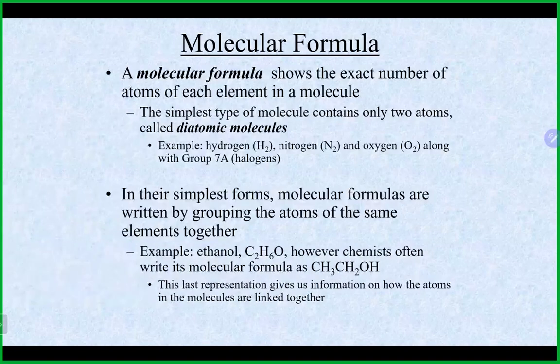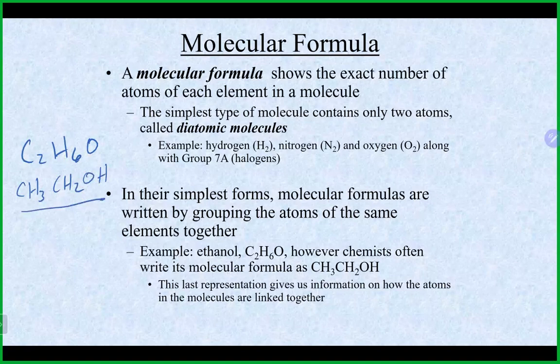The simplest molecular formulas are going to be our diatomic molecules like hydrogen, nitrogen, oxygen, and fluorine, as I mentioned before. And we've been looking at ethanol, which is C2H6O, a molecular formula. Sometimes people may write it as CH3CH2OH. That is also the same thing, but this one gives us more information about how it's actually connected. If we were to draw ethanol, it would look something like this.